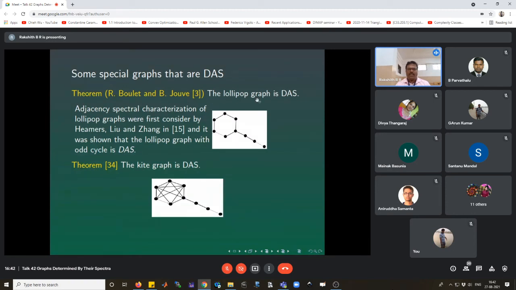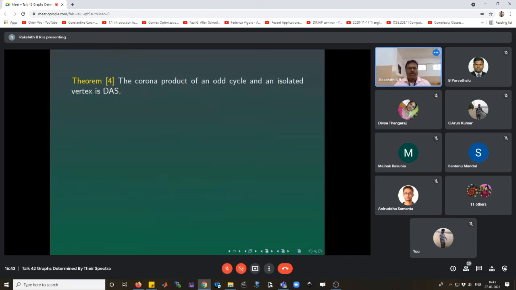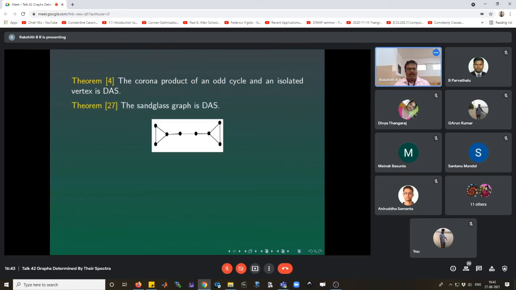Note that these results are nothing but the main results of research articles. The title would be that the lollipop graph is determined by the adjacency spectrum, or the kite graph is determined by the adjacency spectrum. They are not just a result; they are the main results of research articles. And also, coming to graph operations, the corona product of an odd cycle and an isolated vertex is also determined by the adjacency spectrum. And just to quickly run through, the sand glass graph looks like this. It's also determined by the adjacency spectrum.